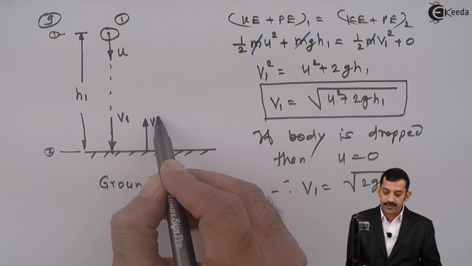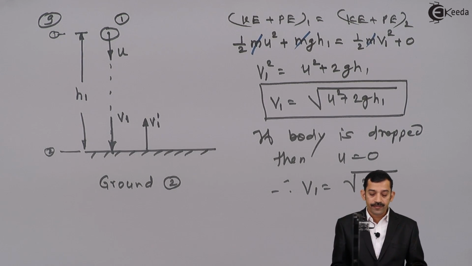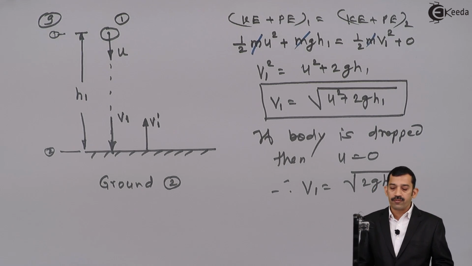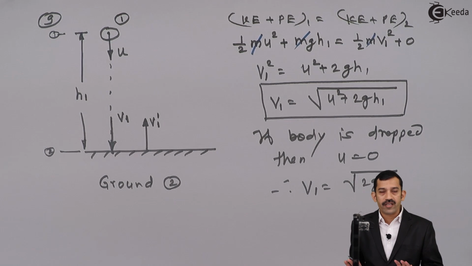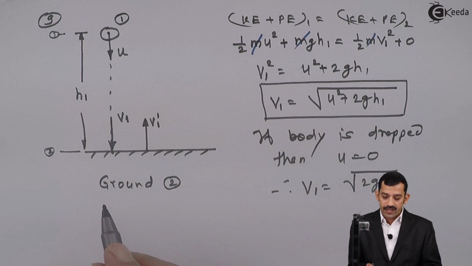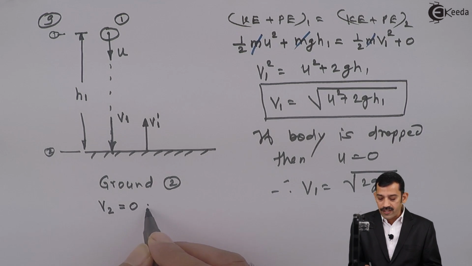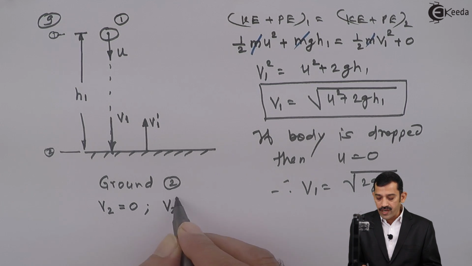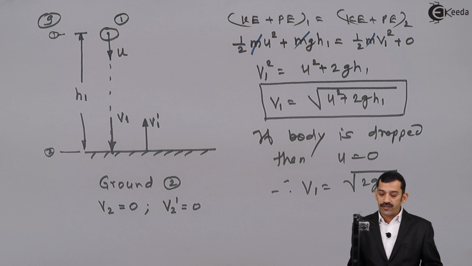v1 dash is the velocity of body 1 just after impact. But what about the velocities of the ground before and after impact? Here initially the ground is at rest, and after impact the ground also remains at rest. That means for the ground, the second body whose mass is infinite, its v2 is 0 and v2 dash is also 0. Both the velocities are 0.